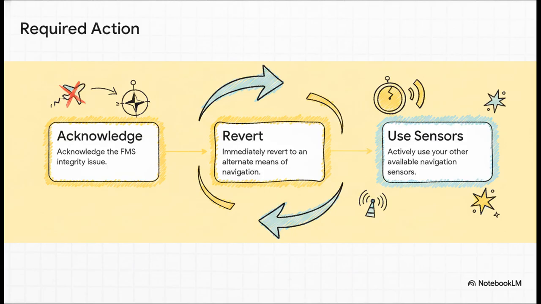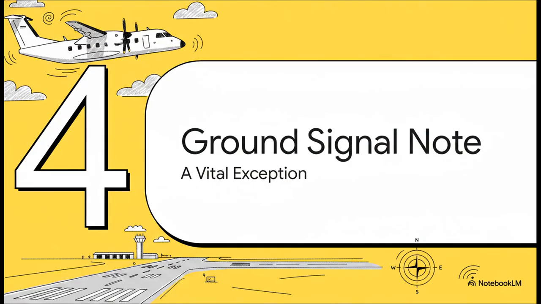It's really a 1-2-3 punch, a clean, definitive pivot away from the FMS. You acknowledge that the FMS integrity is lost, you immediately revert to an alternate navigation method, and you execute that by actively utilizing your other available sensors. Simple, fast, and strict. Which brings us to section 4, the ground signal reception note.